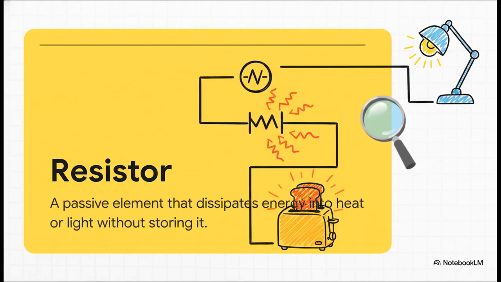Its one and only job is to simply dissipate energy. It takes that rhythmic electrical wave and transforms it directly into something else, usually heat, like in our toaster, or light, like in our lamp. It's basically the uncomplicated, honest path in our circuit.